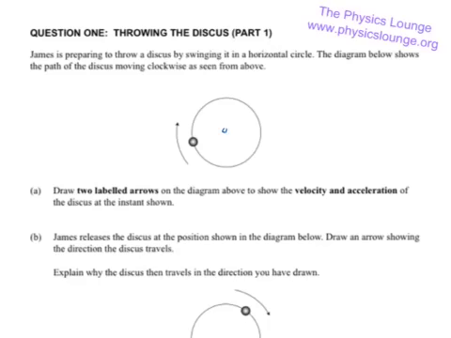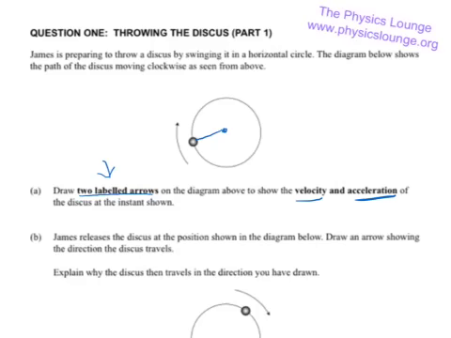So we would presume that James is standing right in the centre and his arm is attached to the outside of the discus as it rotates around. A. Draw two labelled arrows on the diagram above to show the velocity. Remember, it says two labelled arrows, so don't forget the labels, to show the velocity and acceleration of the discus at the instant shown. We need to change colour because I've already drawn on this.